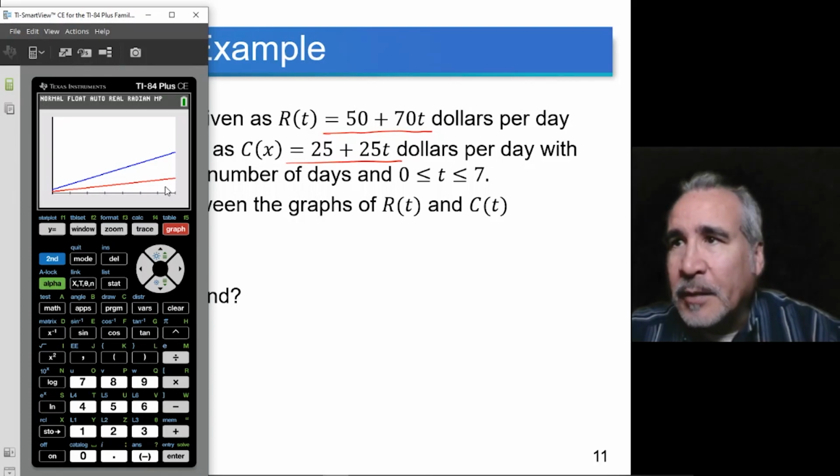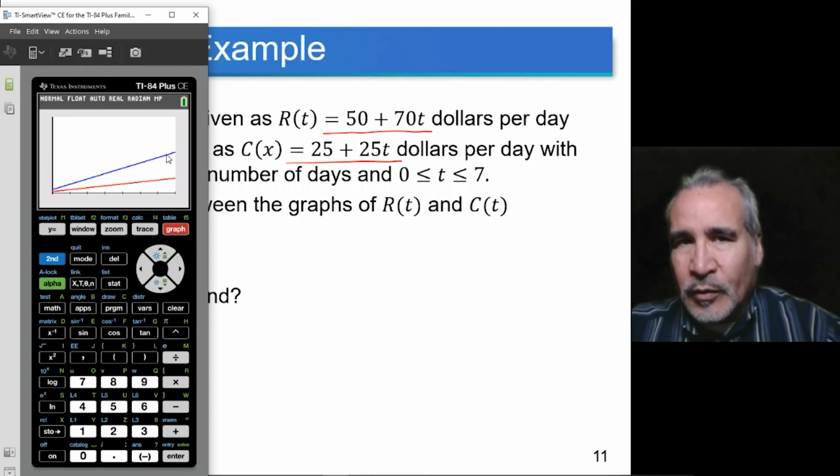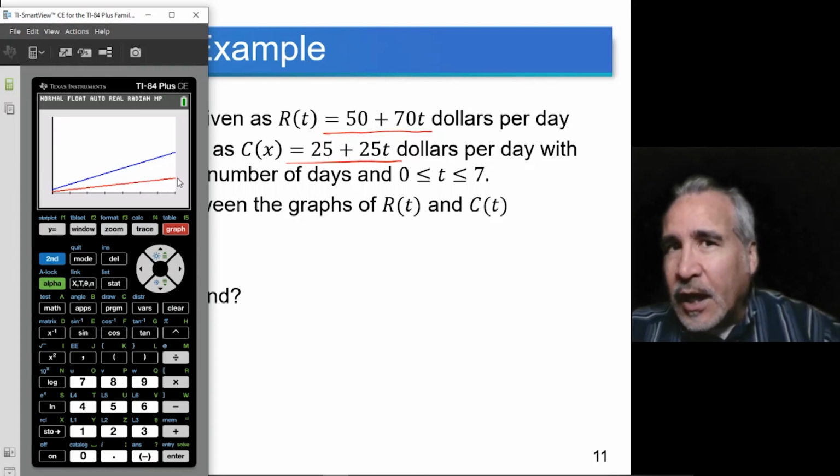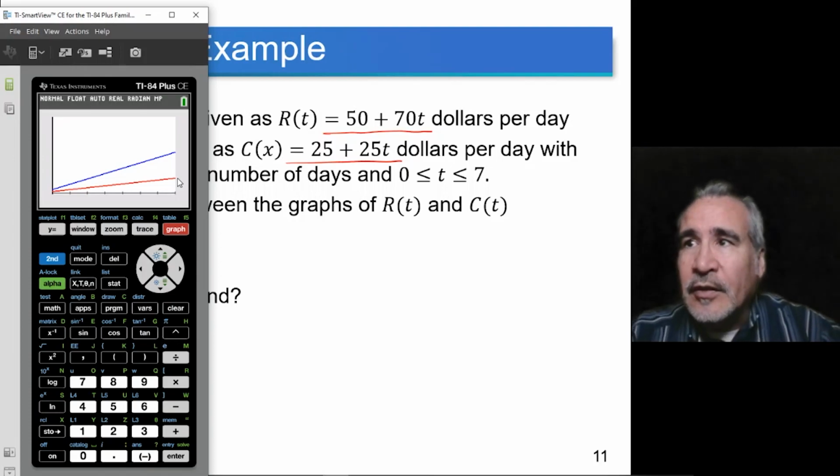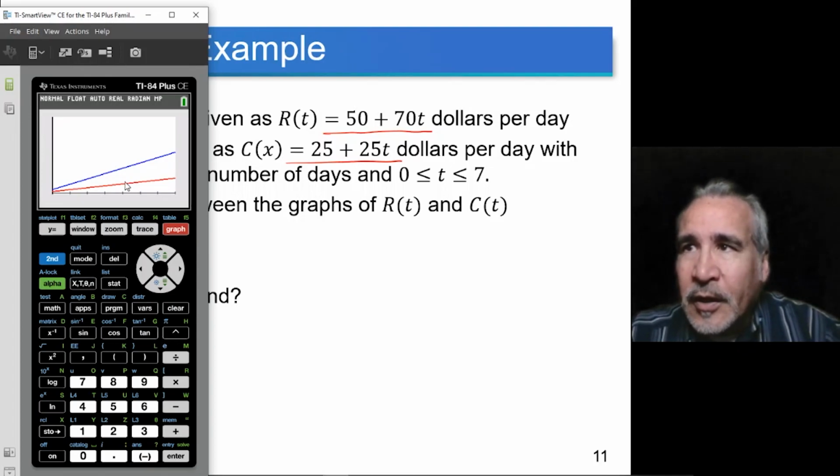It's a good business proposition, and we can see with sort of volume production, our revenue is increasing more than our costs are, which is good for a business as well. We could produce over these 7 days, so the longer we stay open, the more we're going to get in there. So now we want to get this area between the curves. How can we get that?